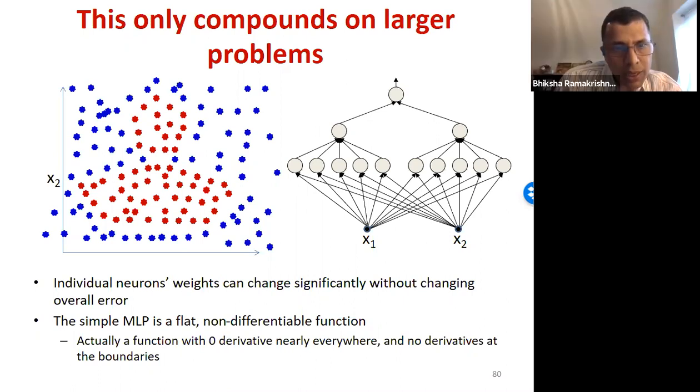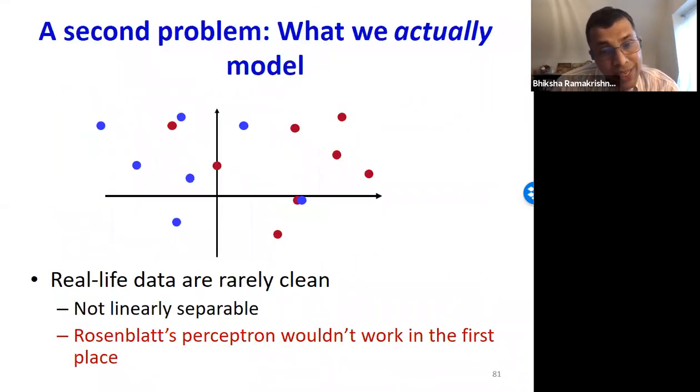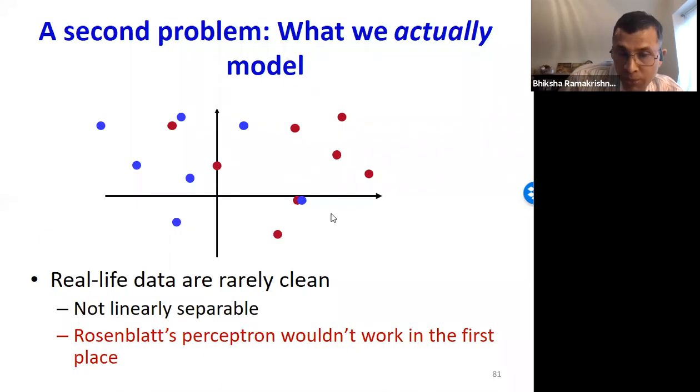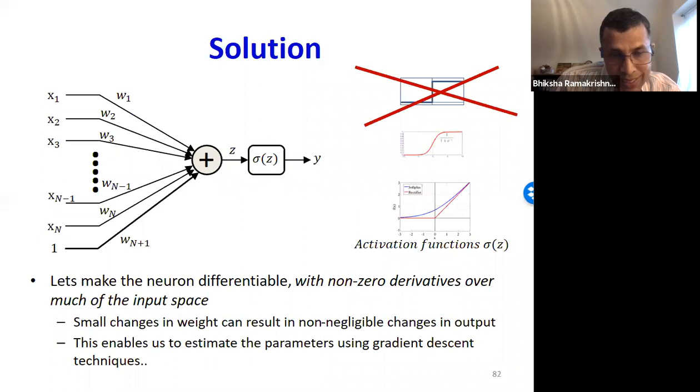So here's what we're going to do. There's a second problem. In real life, your data are not really going to be separable. So the whole perceptron theory is also going to fall a bit on its face. But even assuming that the data are separable, which is what I'm going to continue doing, because it gets the idea, you have this problem. So what we will do is we are going to make the neuron differentiable with non-zero derivatives over the input space. What does this mean?